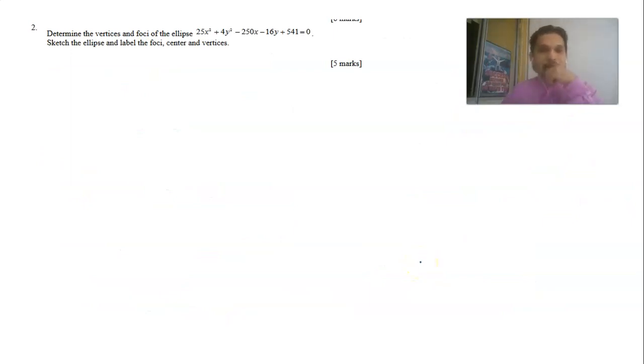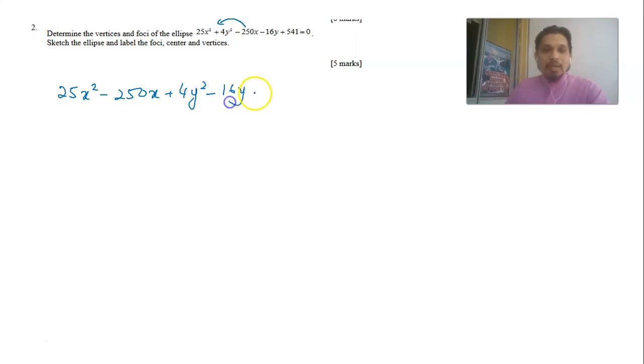There you go. Now, determine the vertices and foci of the ellipse. Sketch the ellipse and label the foci, center, and vertices. So, class, 25x squared. We copy all this, but I make some adjustments. Bring this 250x next to the x here: 25x squared minus 250x plus 4y squared minus 16y plus 541 equals 0.